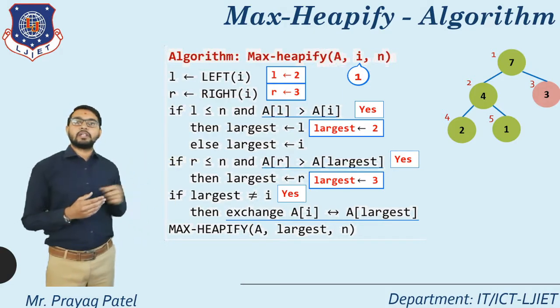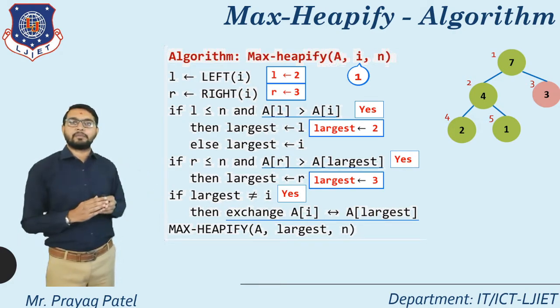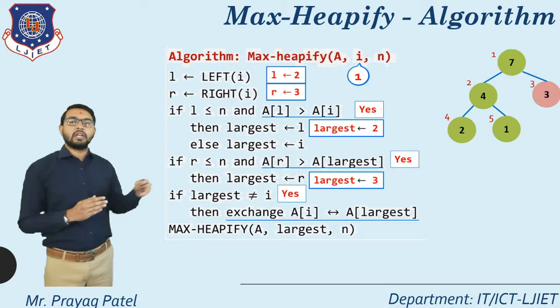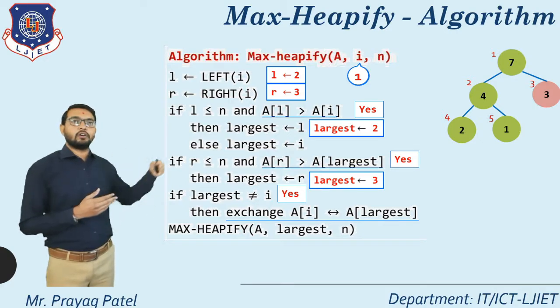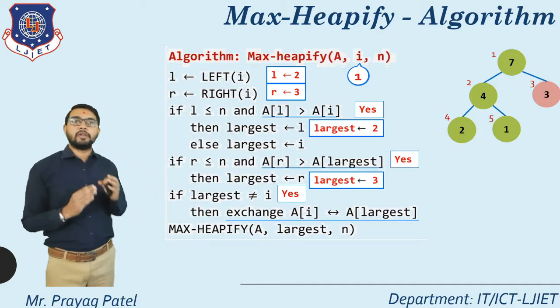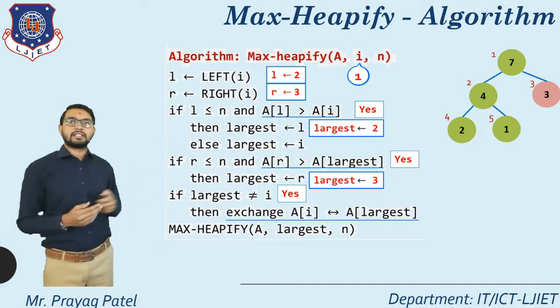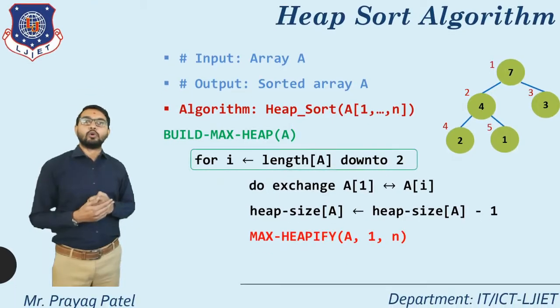After that the next operation is max Heapify A, largest, N. It means after performing this Heapify operation, you recursively call the max Heapify function for further tree expansion, to check the max Heapify condition. So this is the max Heapify algorithm.